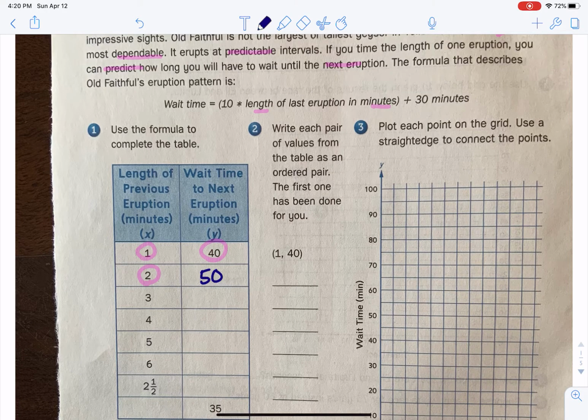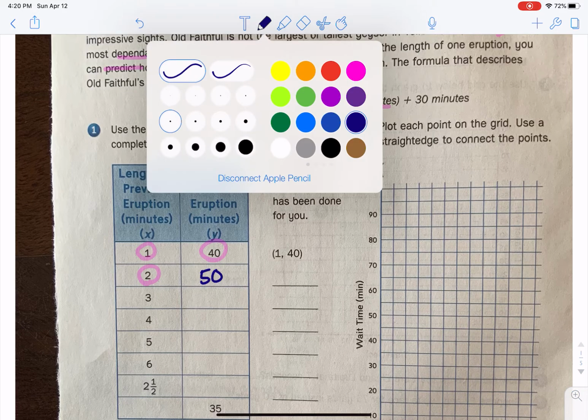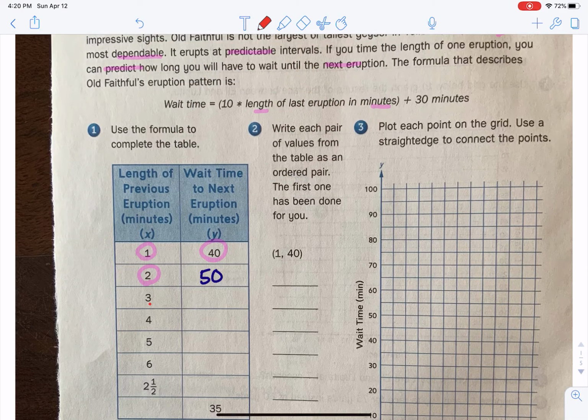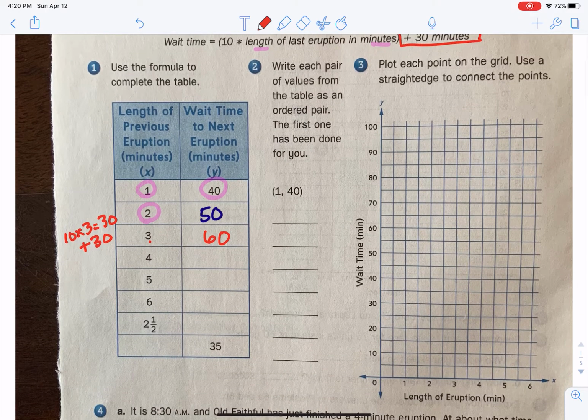And then we'll do the next one, 3. If we're doing 3, we could use the formula of 10 times 3, which equals 30, plus 30 minutes. So 30 plus 30 equals 60. And the 4 times 10 would be 40, plus 30 would be 70. Press pause and finish this chart.